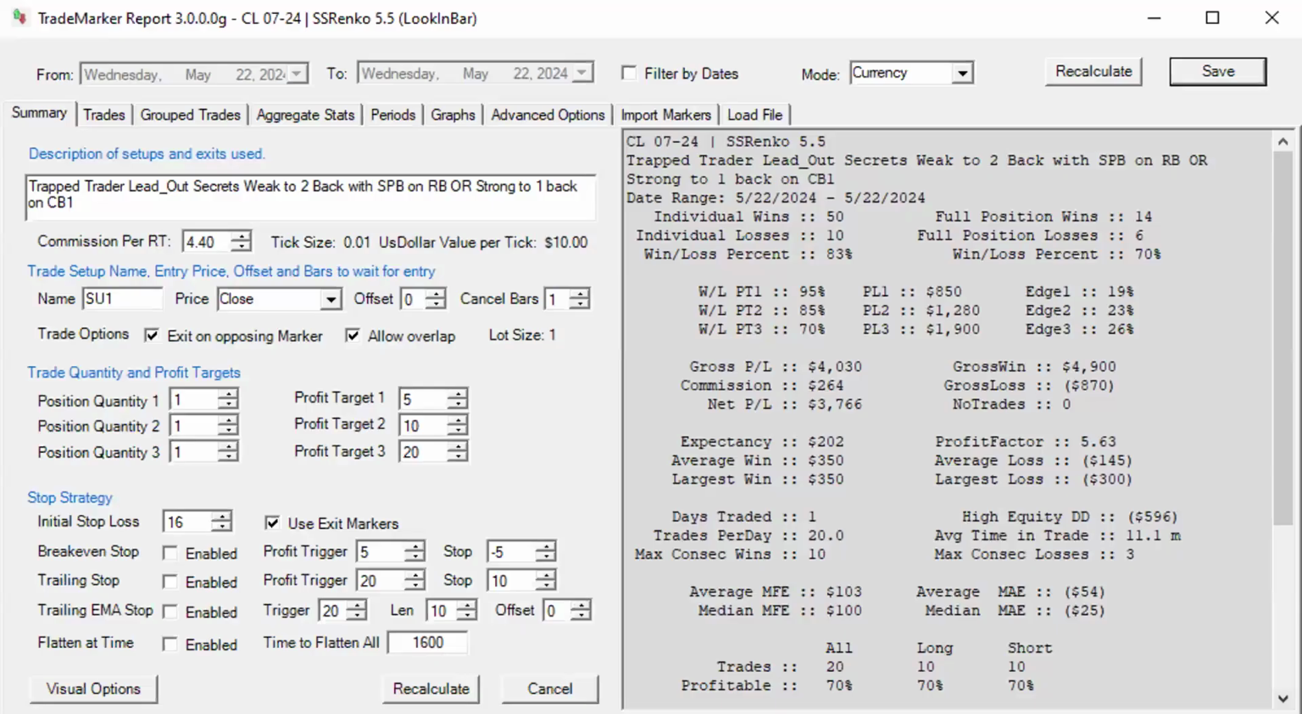So let's take a look at the trade markers report for this. I have a first target at 5 ticks, second target at 10 ticks, a third target at 20 ticks. I didn't do any break even or anything like that. 16 tick stop. I think I did this one on crude oil. You could do this on any market.